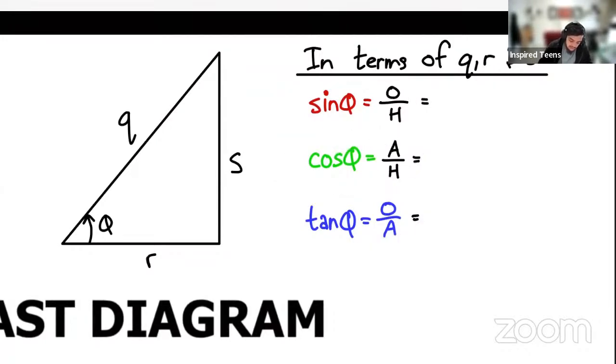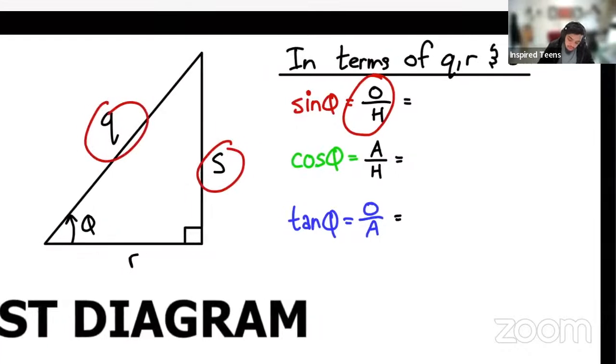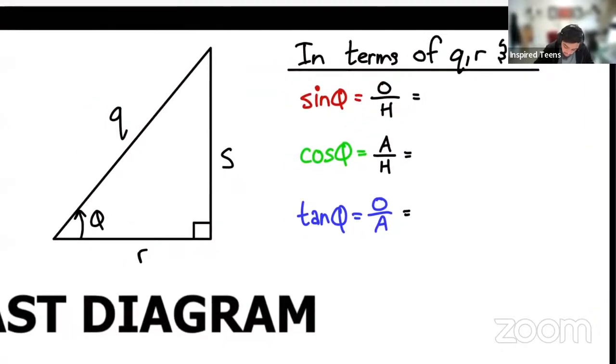Let's have a look at this triangle. Here is our 90-degree angle, and here is theta. We're going to give the ratios in terms of Q, R, and S for each one: sine, cos, and tan. Let's look at sine theta. Sine theta is opposite over hypotenuse. Opposite is opposite theta, and hypotenuse is always opposite the 90, so it's going to be equal to S over Q.